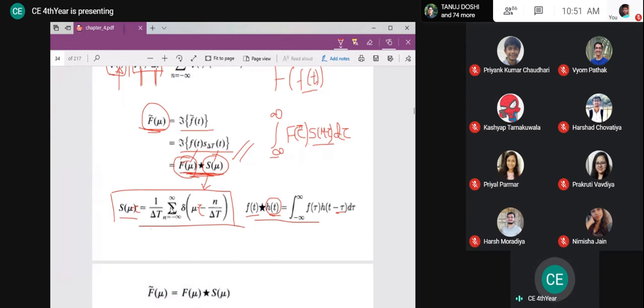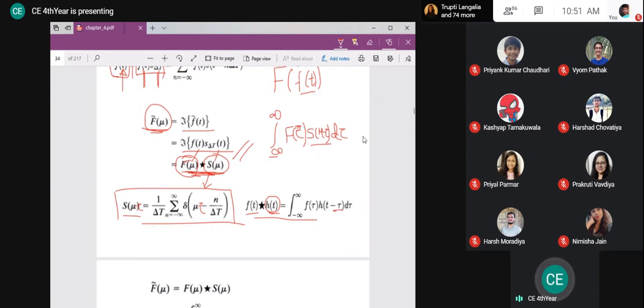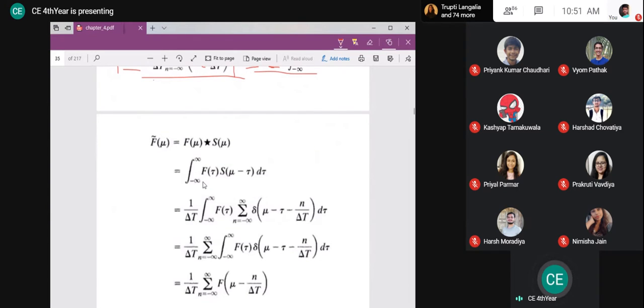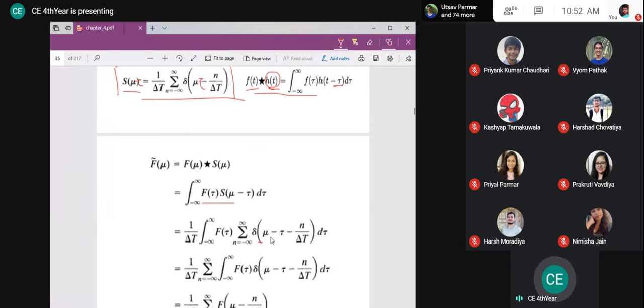So what exactly I have here is the integral of f of tau delta mu minus tau minus n by delta t, d tau. Any doubt up to this step? This is the Fourier transform of my sampled version. If I have a continuous scene, I sample it and find its Fourier transform, up to this I will reach. Any doubt up to this?